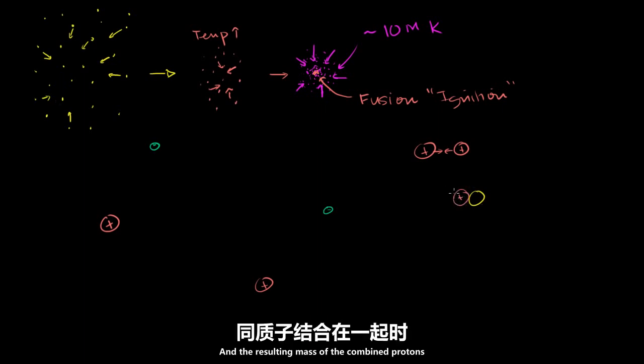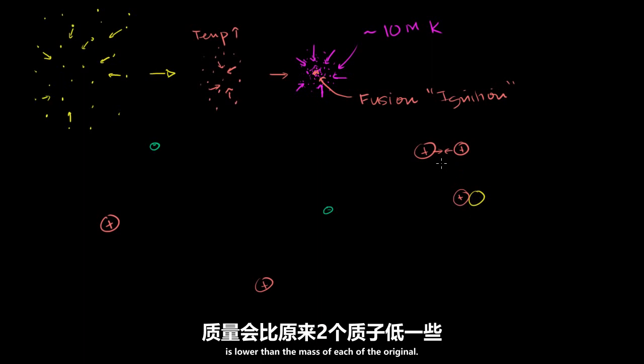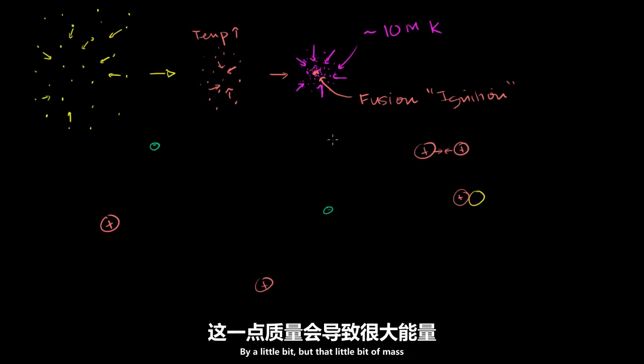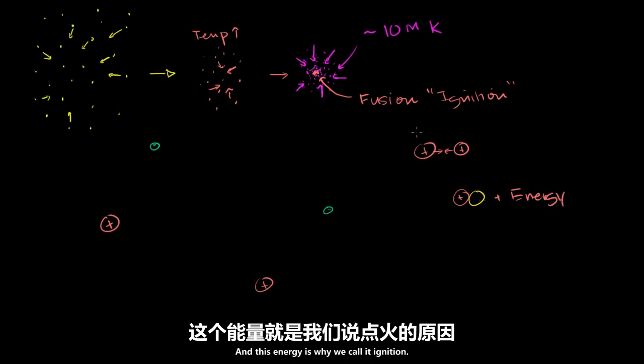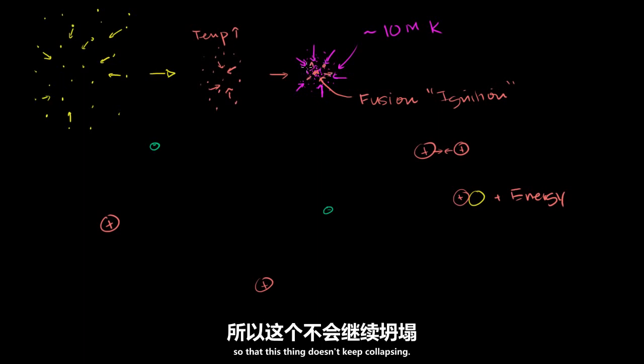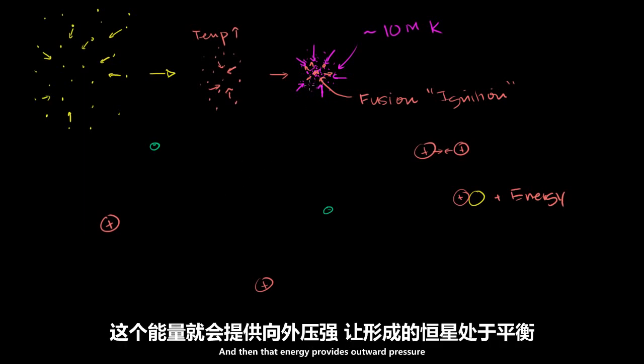And the resulting mass of the combined protons is lower than the mass of each of the original by a little bit. But that little bit of mass results in a lot of energy. And this energy is why we call it ignition. And so what this energy does is it provides a little bit of outward pressure so that this thing doesn't keep collapsing. So once you get pressure enough, the fusion occurs, and then that energy provides outward pressure to balance what is now a star.